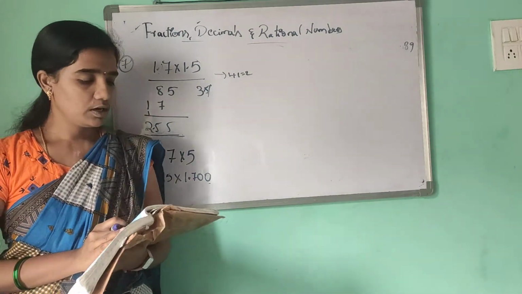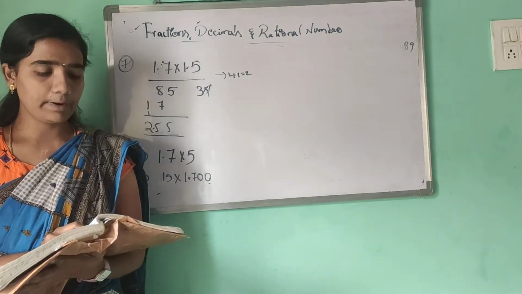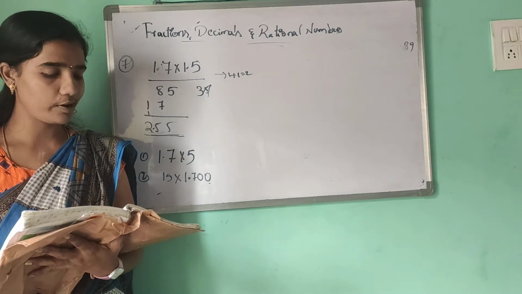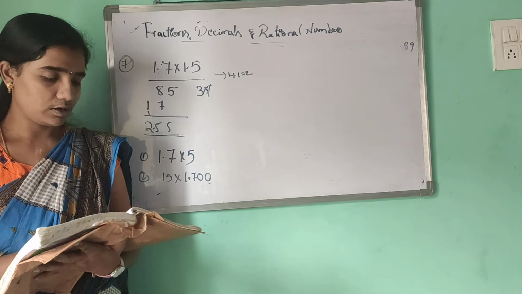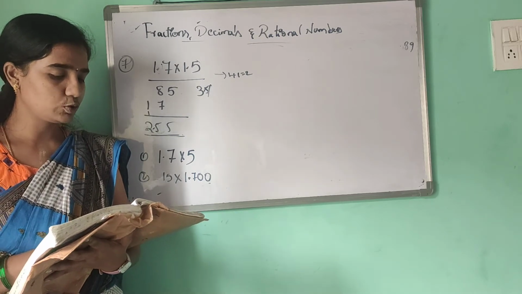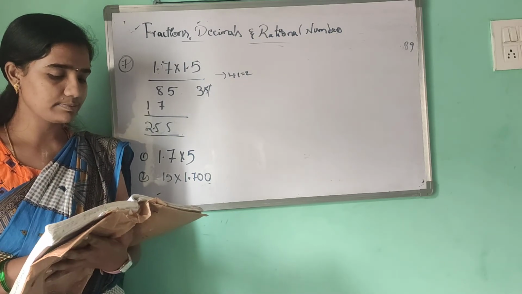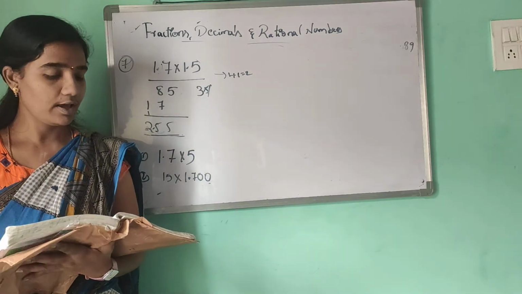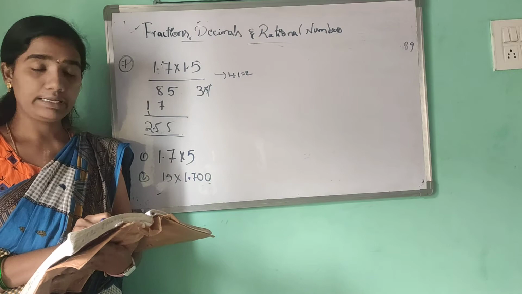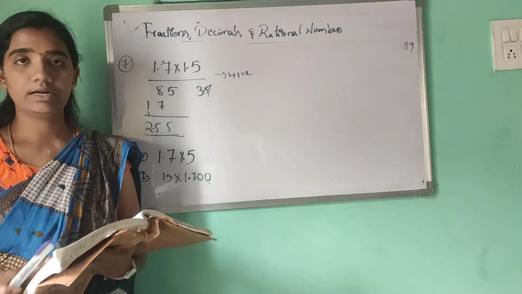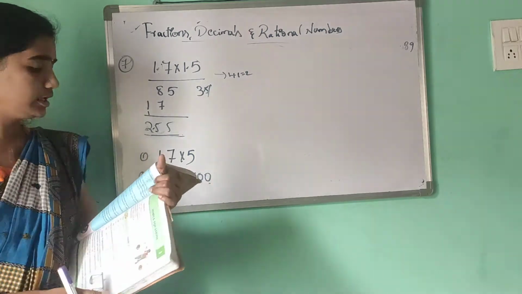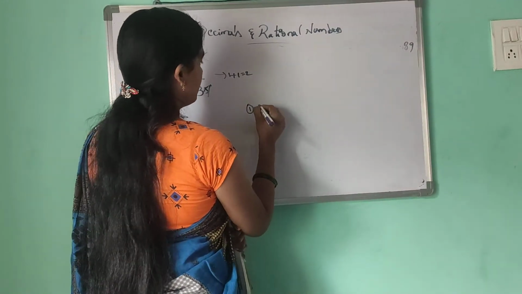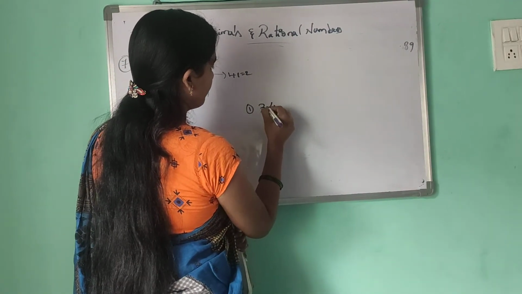Eighth one, to multiply a decimal number by 10, 100, 1000, etc., we move the decimal point in the number to the right by as many places as there are zeros in the numbers 10, 100, 1000. In this, I will explain one more example. Here I am taking the example 3.4.